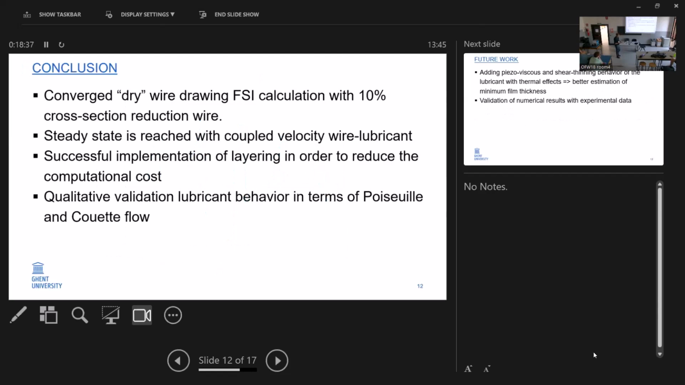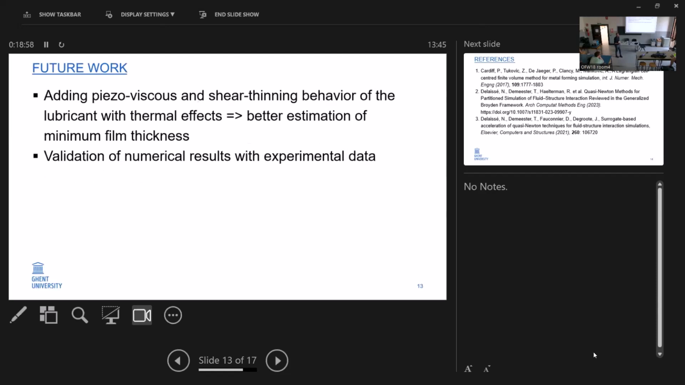So what do we conclude? First of all, we have a converged wire drawing calculation with a 10% cross-section reduction of the wire. Steady state is reached with coupled velocity between wire and lubricant. Successful implementation of remeshing in order to reduce computational costs, and a qualitative validation of lubricant behavior in terms of pressure and shear flow. And what will be the future work?